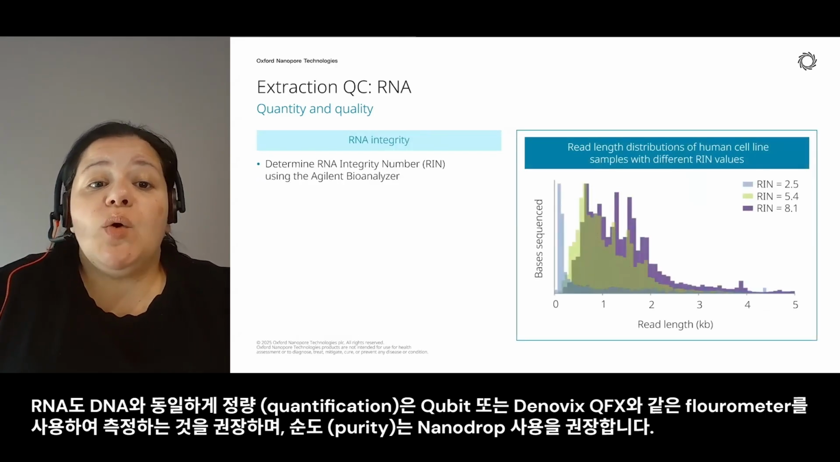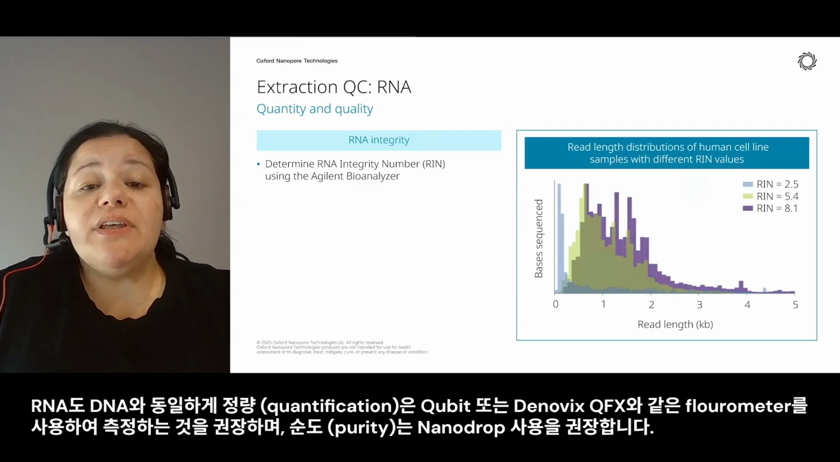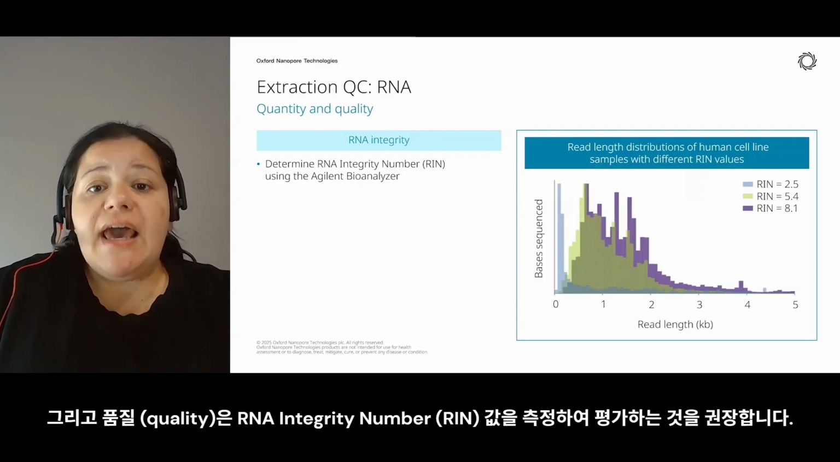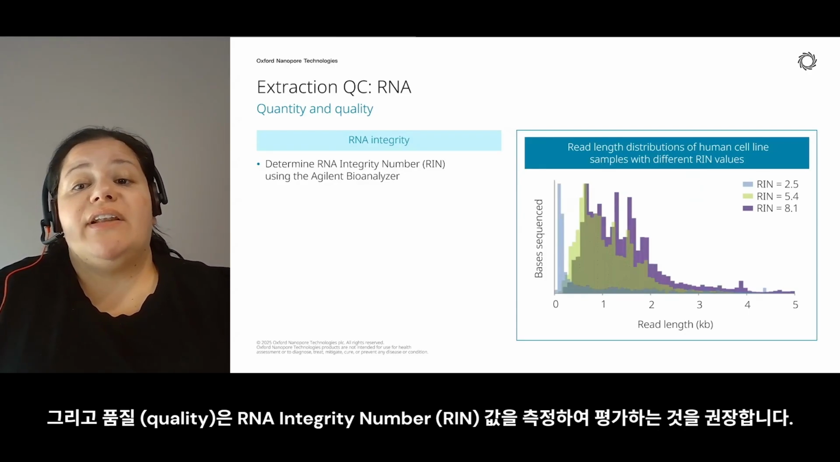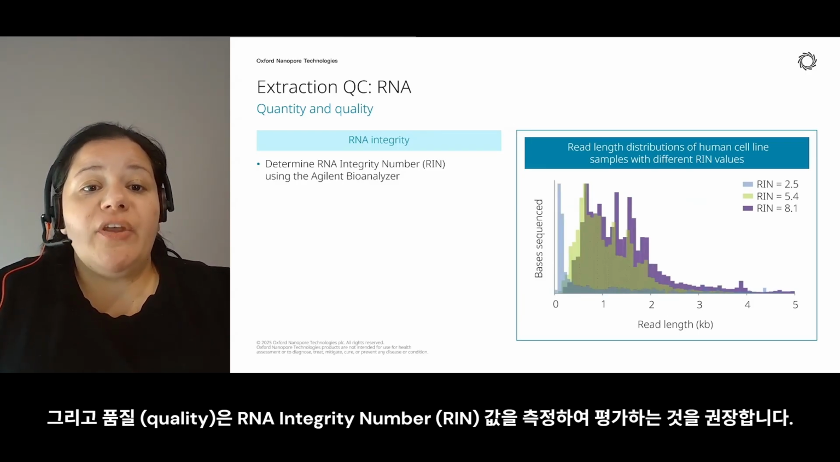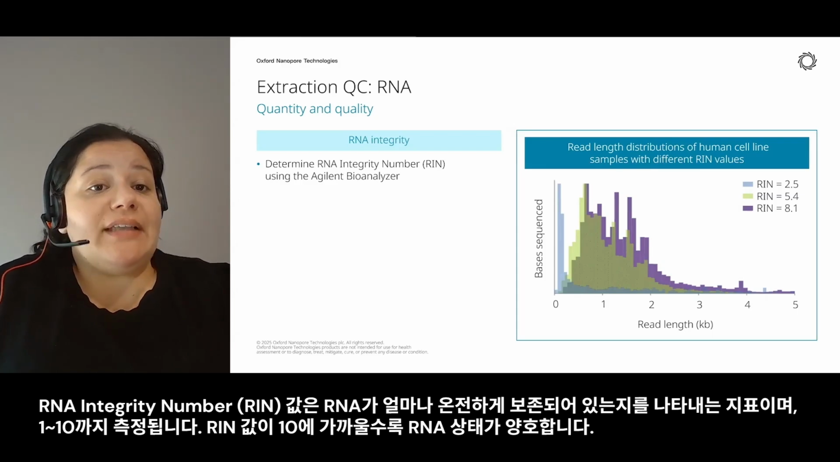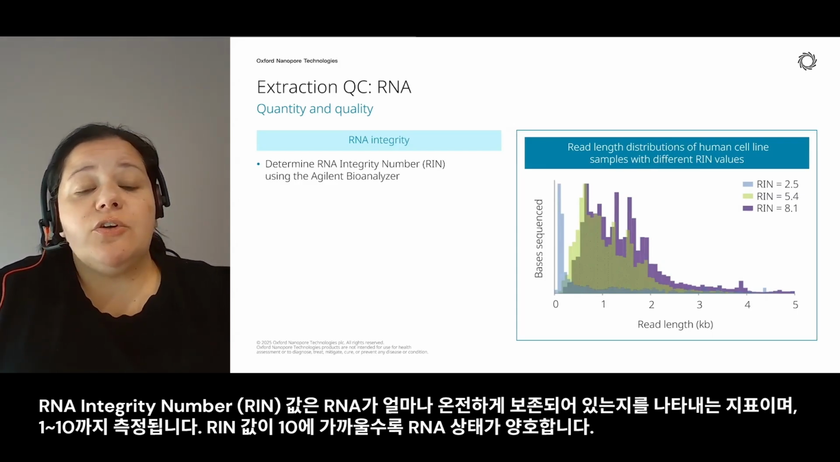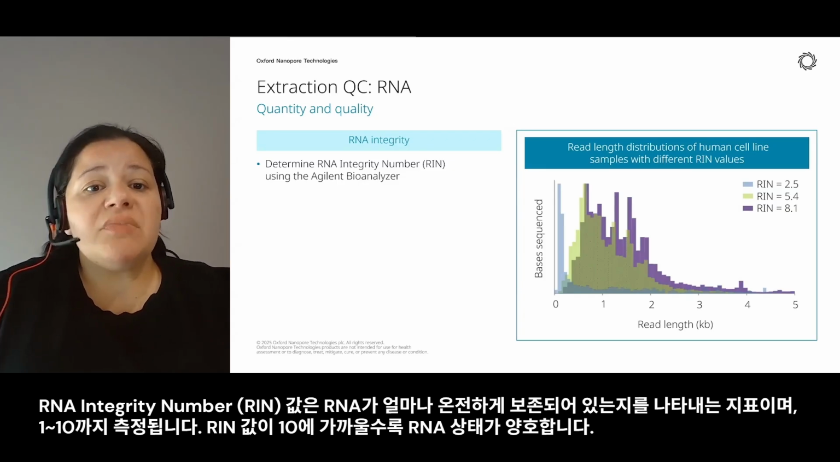For RNA, we also recommend using Qubit and NanoDrop for QC, and we recommend that you assess the RNA integrity number, or RIN, of all of your samples. RIN will measure how intact your RNA is, so it goes all the way up to 10. The closer to 10, the better.